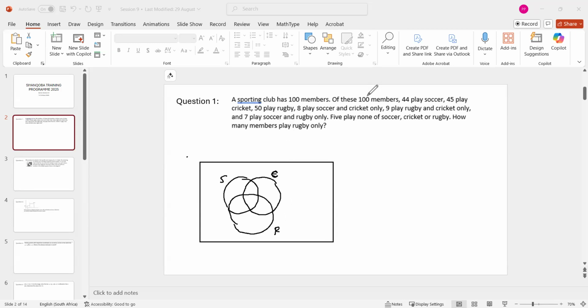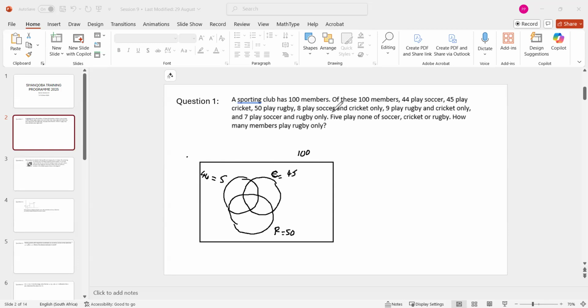Okay, and there are 100 people altogether here. So the entire set is the whole sporting club, and amongst them you have these people. 44 play soccer, so all of these total 44. And cricket is 45. And rugby is 50.